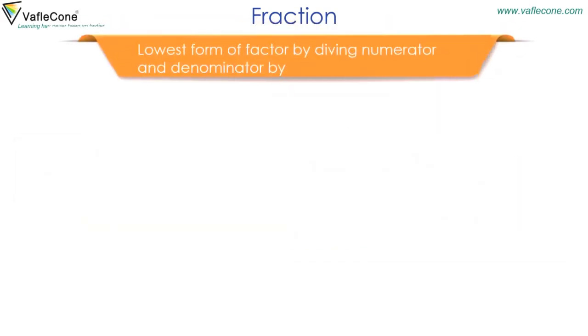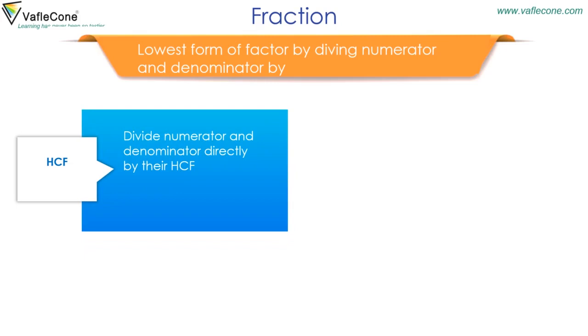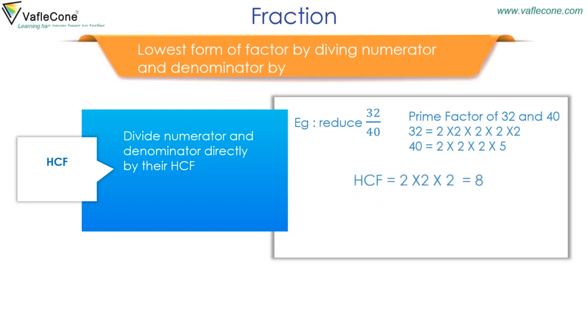Lowest form of fraction by dividing numerator and denominator by HCF. Divide numerator and denominator directly by HCF. For example, reduce 32 by 40. Prime factors of 32 are 2 into 2 into 2 into 2 into 2, and of 40 are 2 into 2 into 2 into 5. HCF is equal to 2 into 2 into 2, which is equal to 8. 32 divided by 8 upon 40 divided by 8 is equal to 4 by 5.